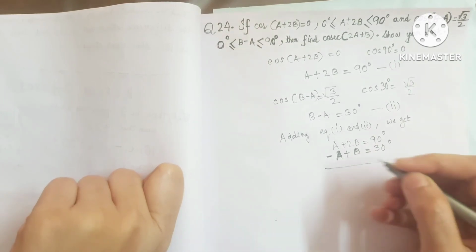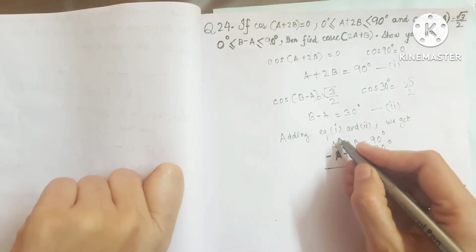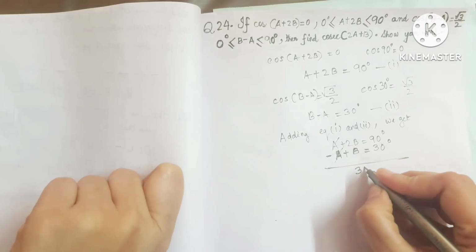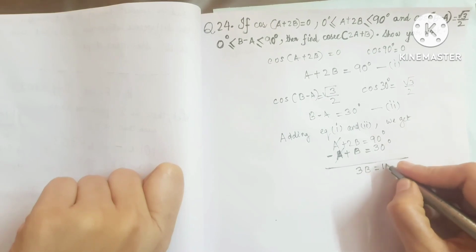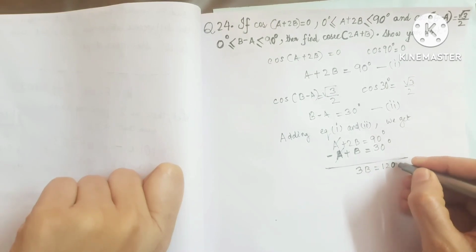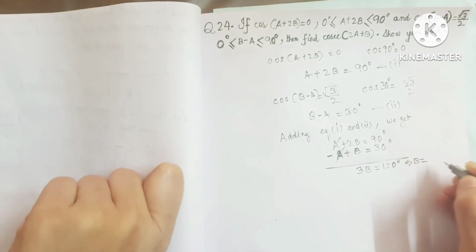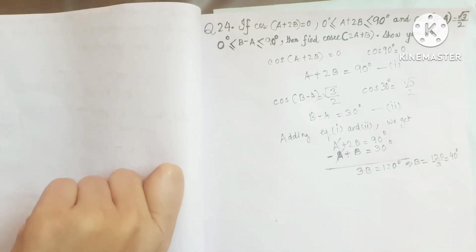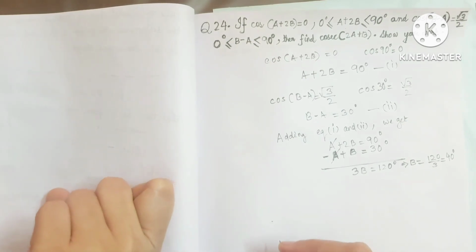Now what will be the value of a minus a? It will be 0. This will get cancelled out. 2b plus b will be 3b. And this side what will we get? 120 degrees, right? So this implies what is the value of b? b is 120 divided by 3, which is b equal to 40 degrees. So we now found the value of b.